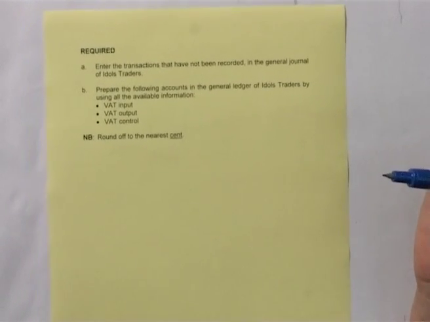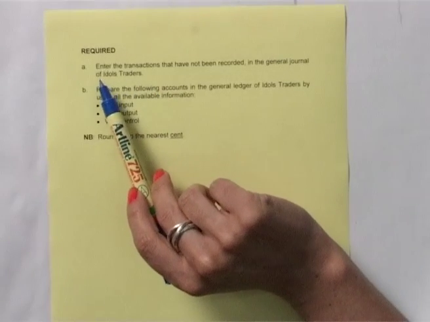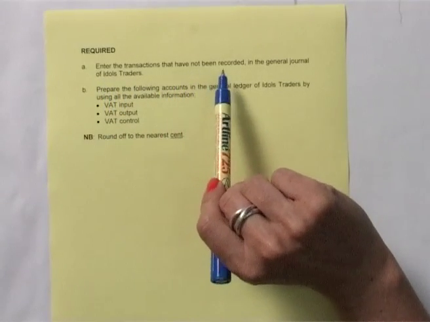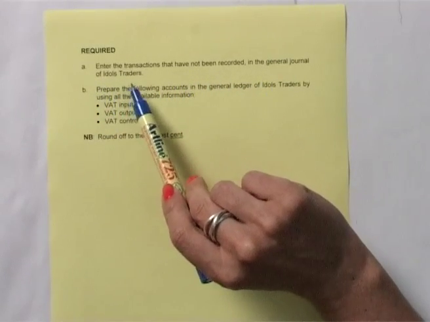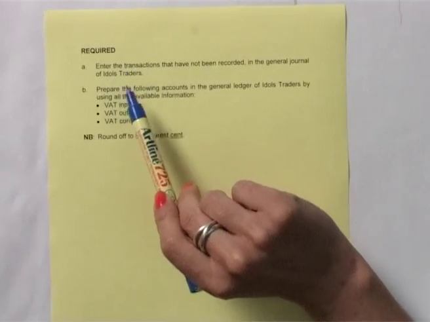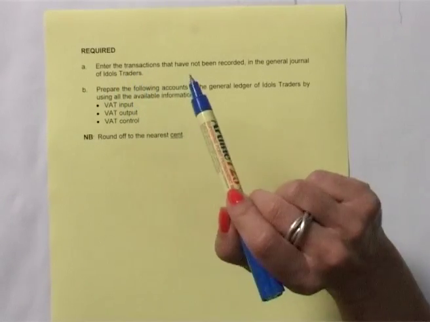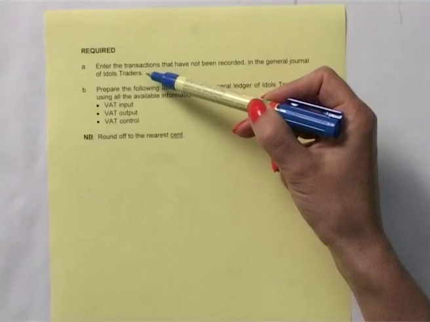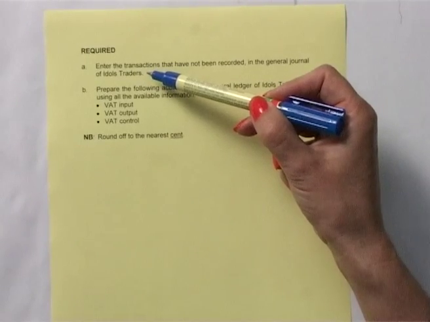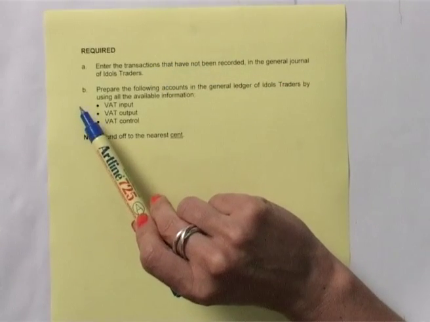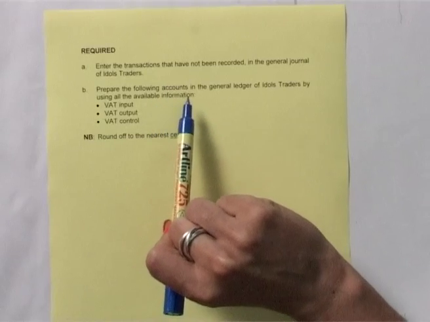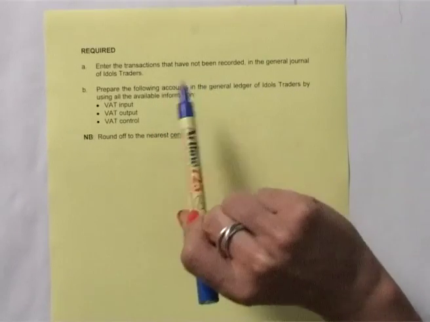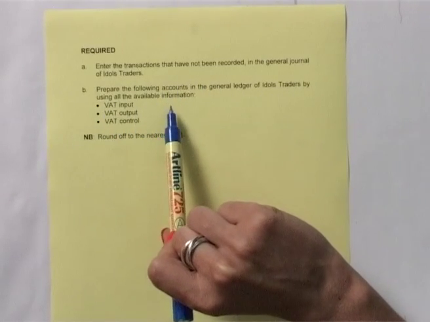In the required part for 6.7, the A part, they ask us to enter the transactions that have not been recorded in the General Journal of IDLS Traders. The General Journal is reserved for all the omitted transactions or the transactions that cannot be classified in any one of the other journals. In the B part, they ask us to prepare the following accounts in the General Ledger of IDLS Traders by using all the available information.